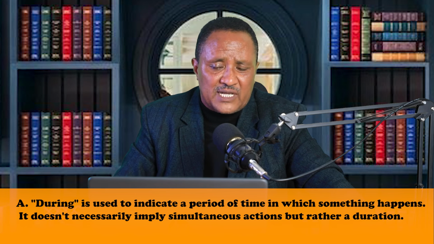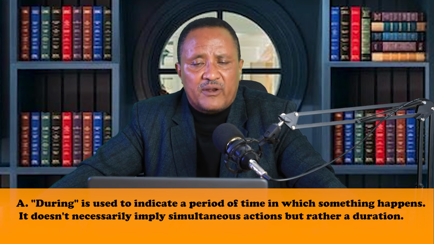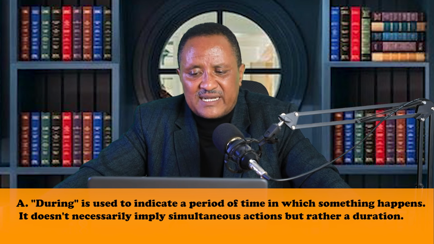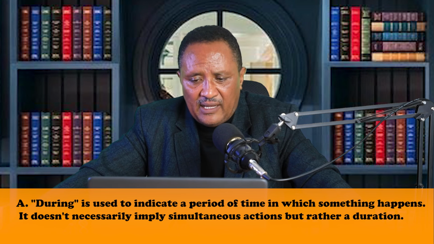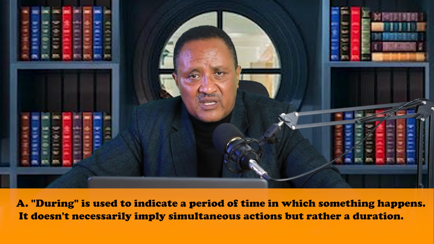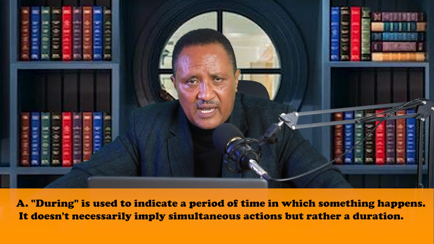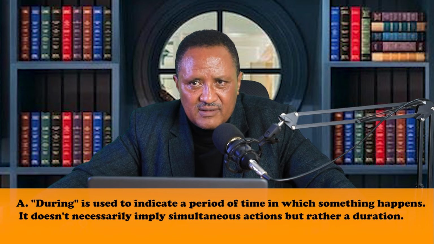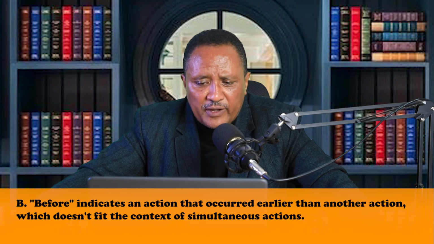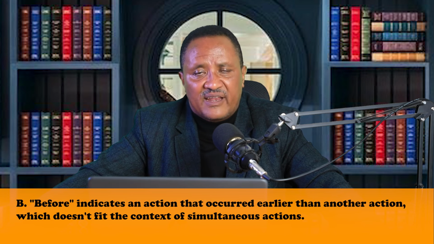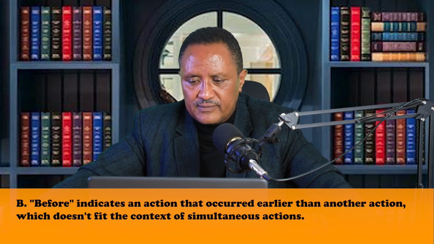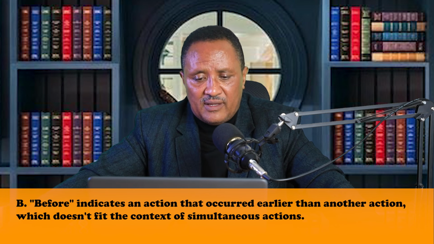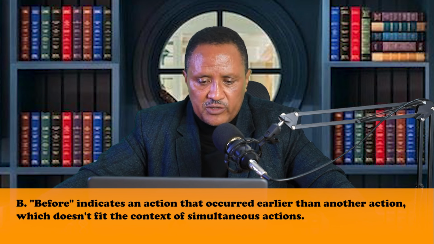Why can the others not be? For example, during. During is used to indicate a period of time in which something happens. It doesn't necessarily imply simultaneous actions, but rather a duration. For example, somebody might say, I completed my high school during the APRDF-led government period. Clear? During. Before indicates an action that occurred earlier than another action. So before cannot be, because it shows an action that took place prior to the accomplishment of another action.